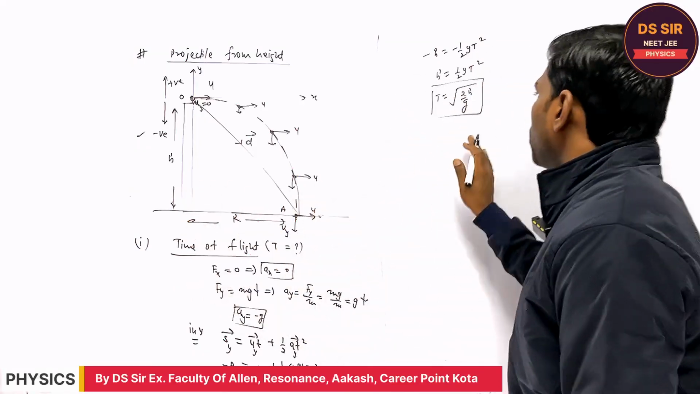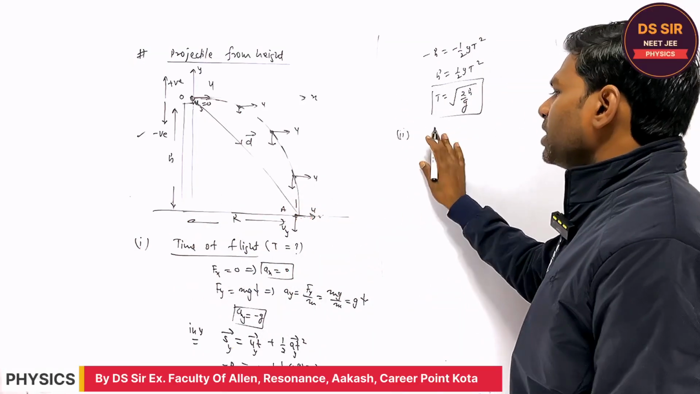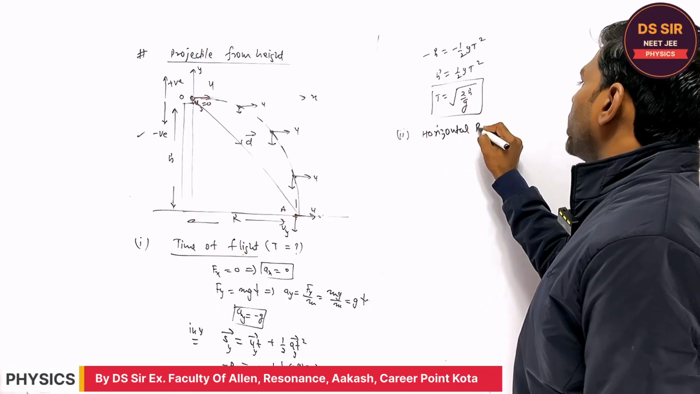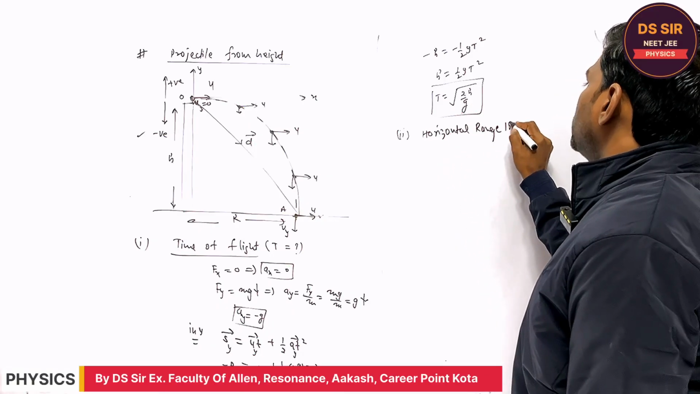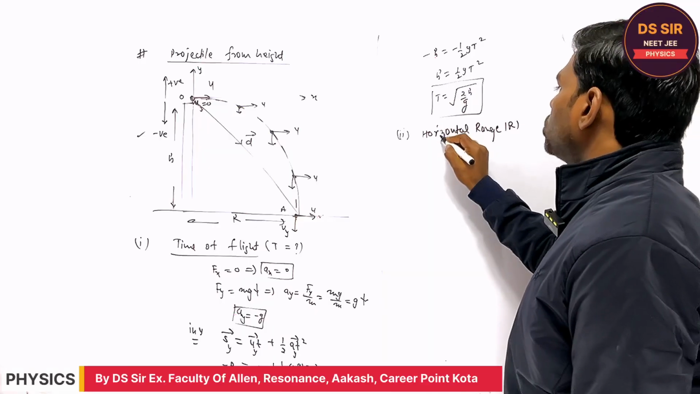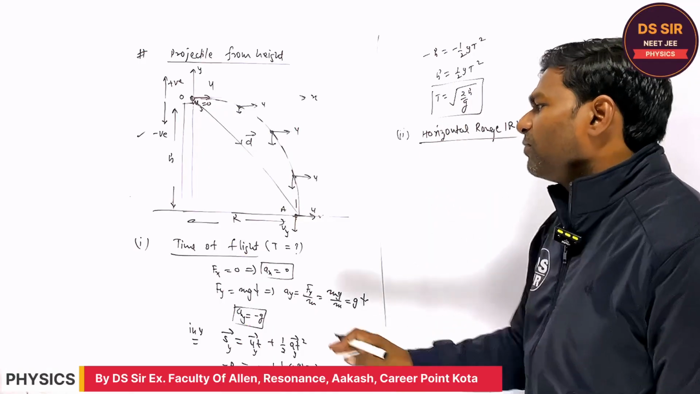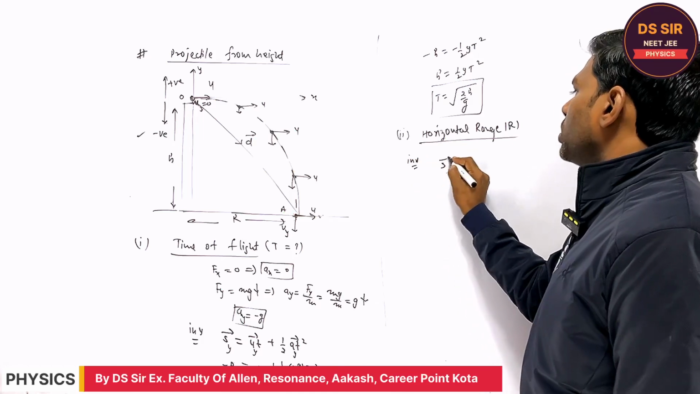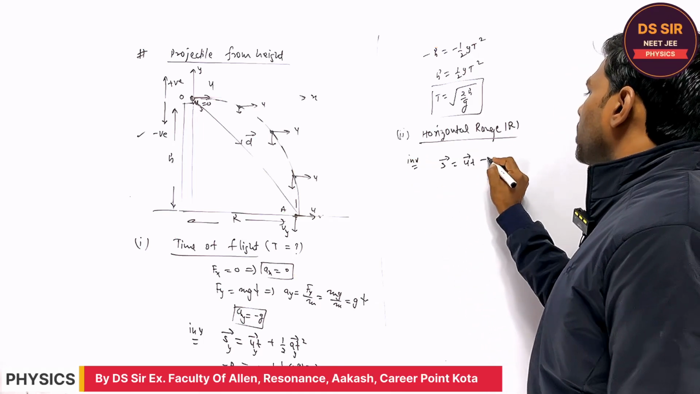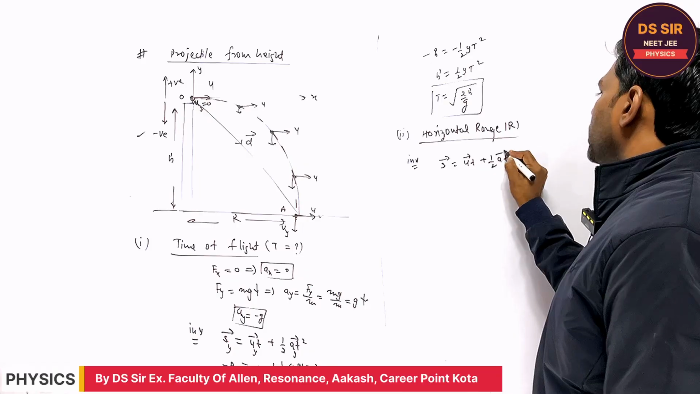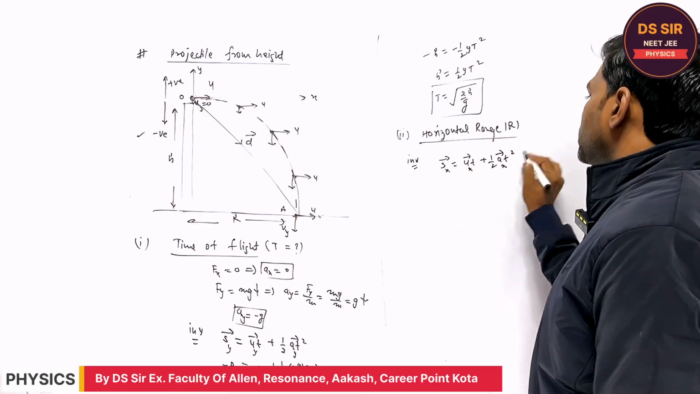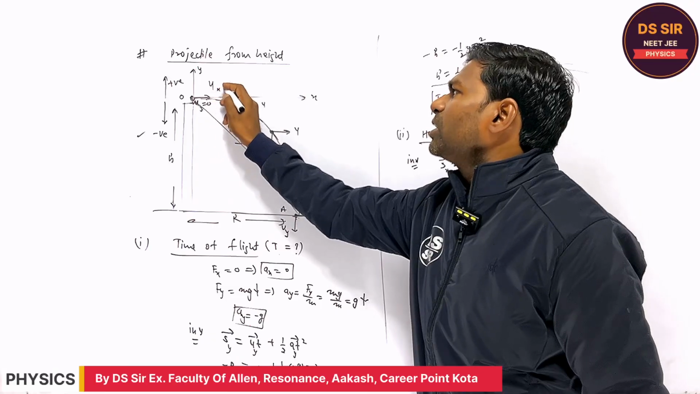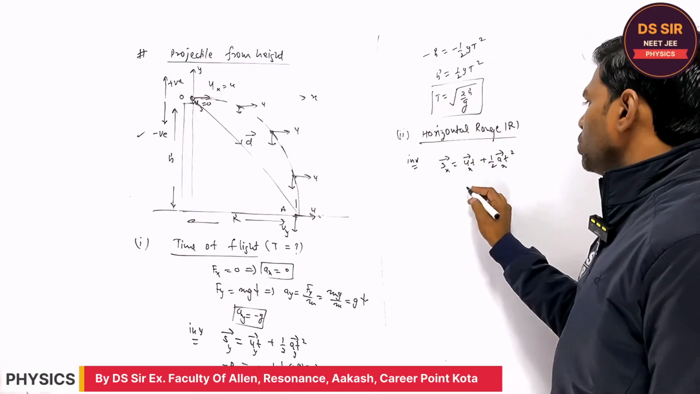Now we can find the horizontal range. Second is the horizontal range. Horizontal range is R, right? So horizontal range would be found with the help of the x direction. So in x direction, you can apply s is equal to ut plus half at square. In x direction, it is ux into t. So what is the x direction velocity? The x direction velocity is always u.